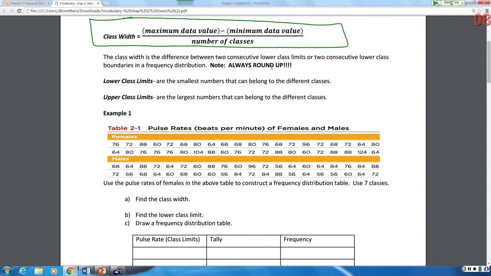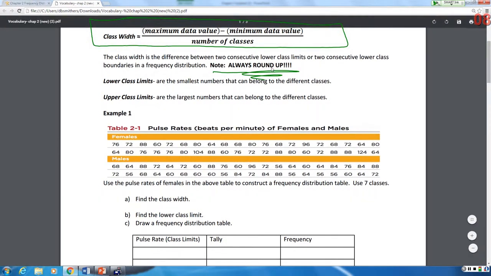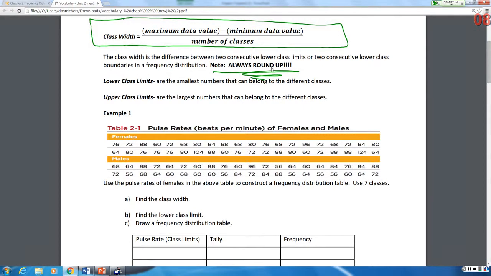There is one more thing. What do you see in bold with heaps of exclamation marks? No, always round up. Always round up. Let's talk about what the word always means. Let's pretend that you've done your math and you've worked out your formula there, and you got that your class width was 9.8. What do you think your actual answer is? 10, right? Good.